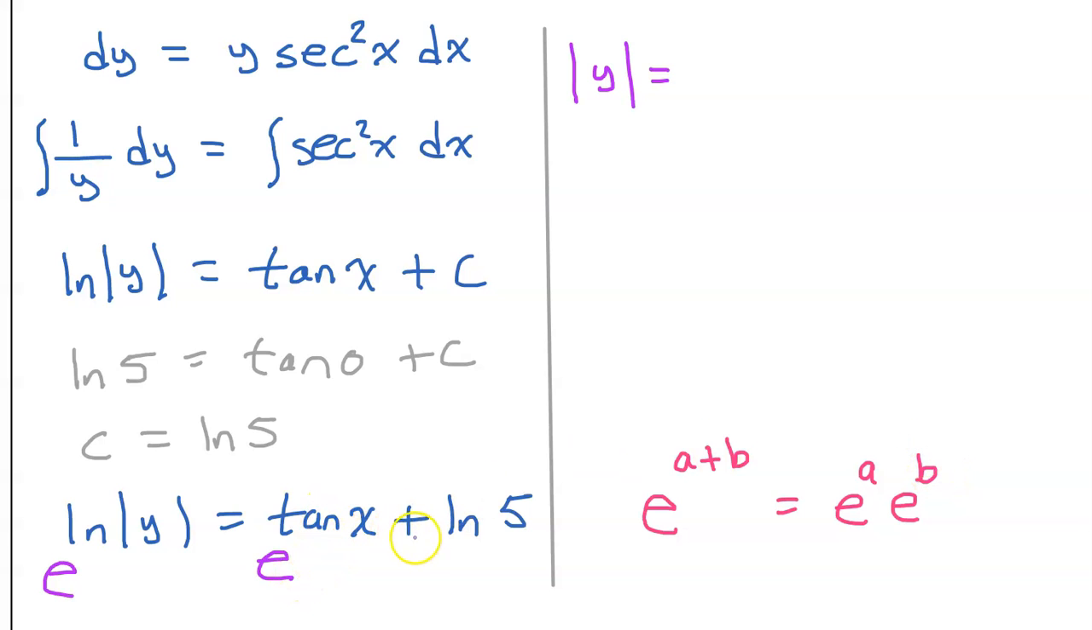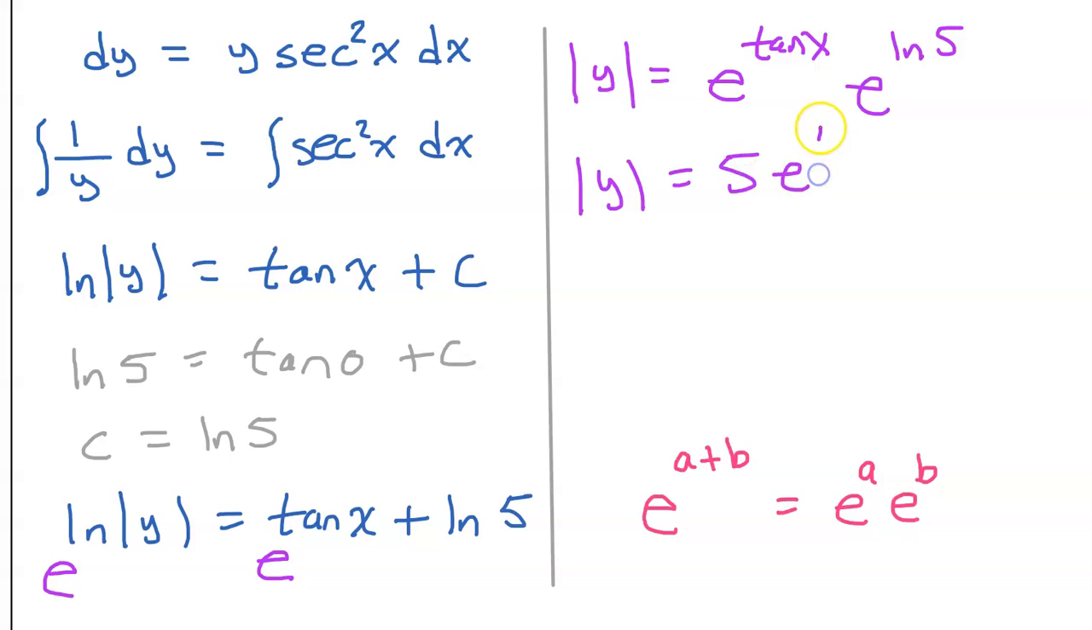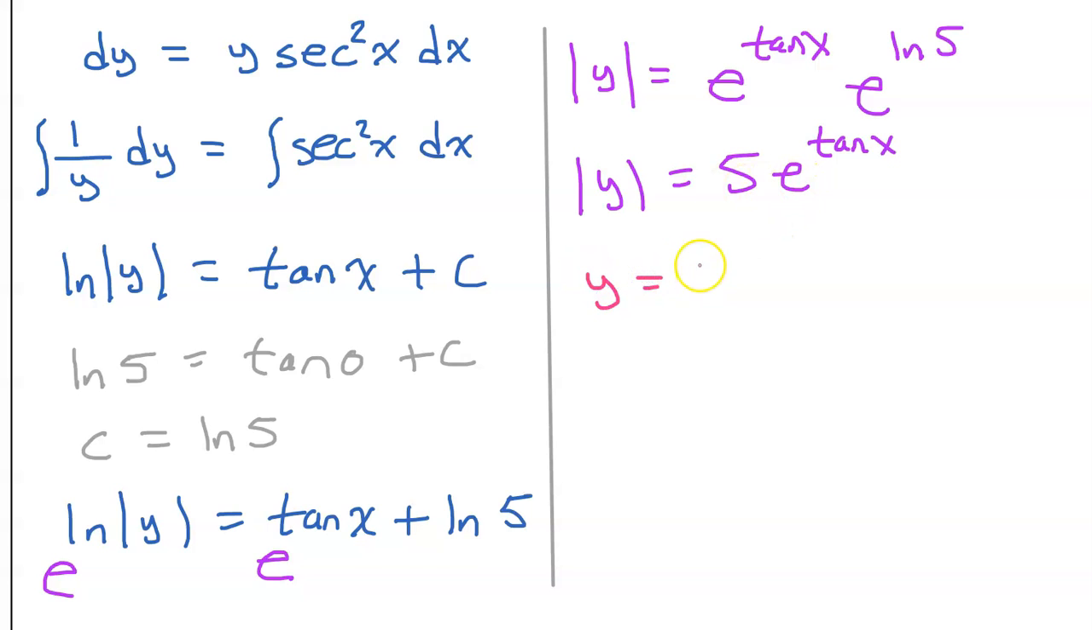So e to the tangent x plus natural log 5 is the same thing as e to the tangent x times e to the natural log 5. I did this so I could simplify the base e with the natural log. These cancel each other out, leaving 5. So now I have the absolute value of y is equal to 5 times e to the tangent x. When solving for a variable inside of the absolute value, you can bring it out, but the solution will then be positive or negative.